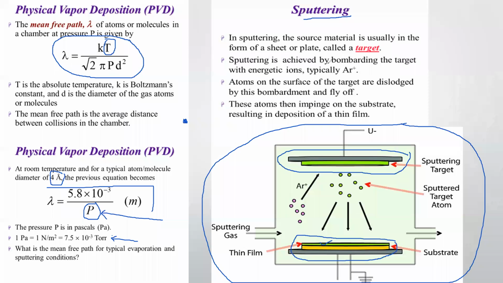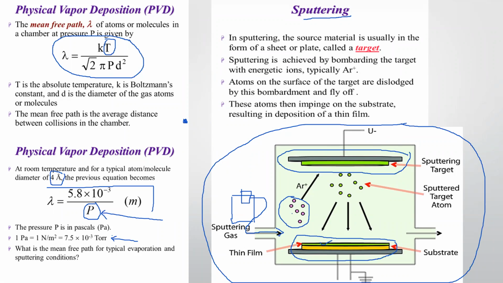Sputtering is achieved by bombarding the target with energetic ions, and those energetic ions are generally argon plus ions. Somewhere the argon gas is placed. This is the argon gas cylinder, and a cork is also available here, from where the argon gas is passed inside that chamber. Then the argon ions are ejected inside the chamber and go toward the sputtering target.